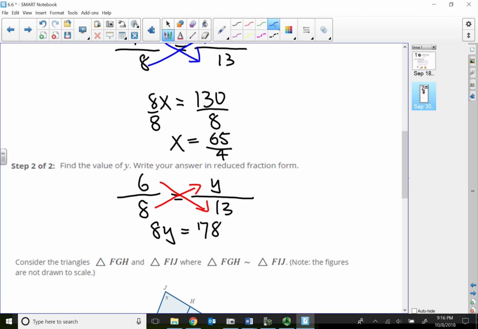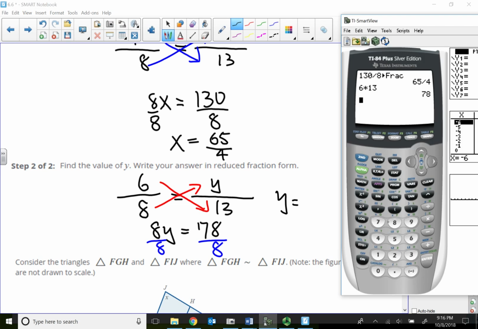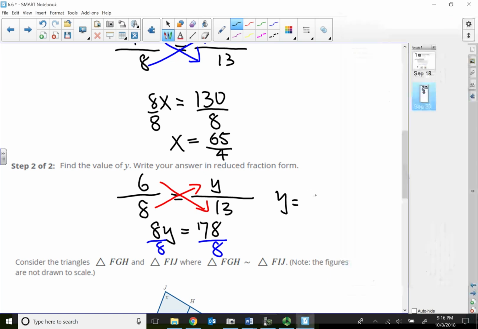All right, solving for the proportion, divide both sides by 8. I'm going to let the calculator reduce the fraction for me: 78 divided by 8. My answer, 39 over 4. All right, that's all it is.